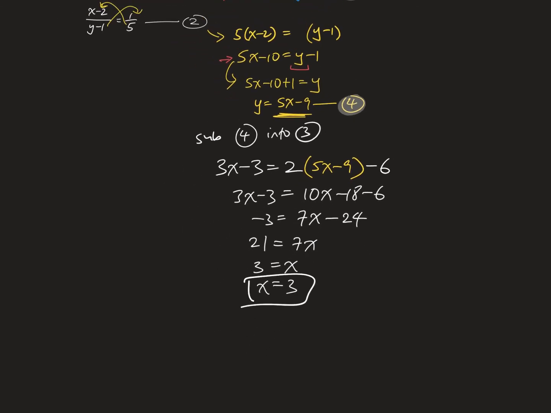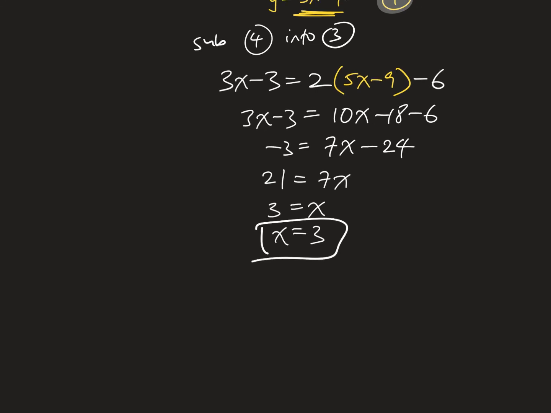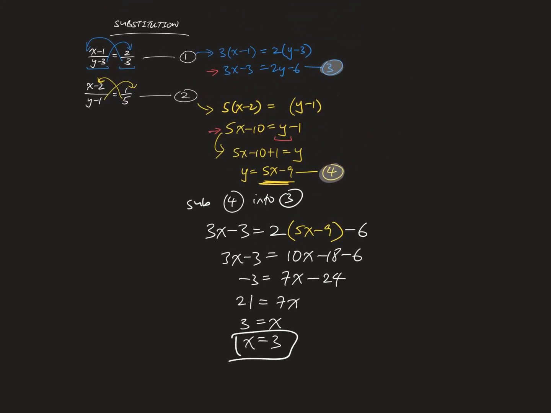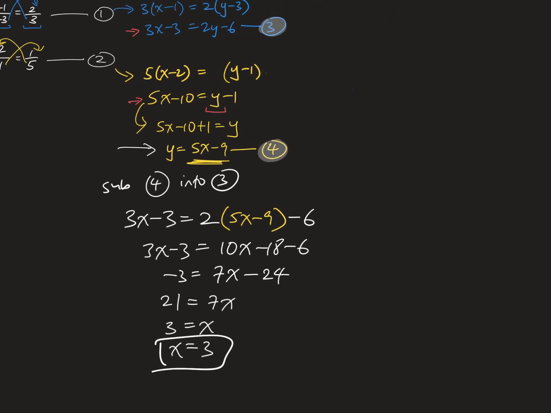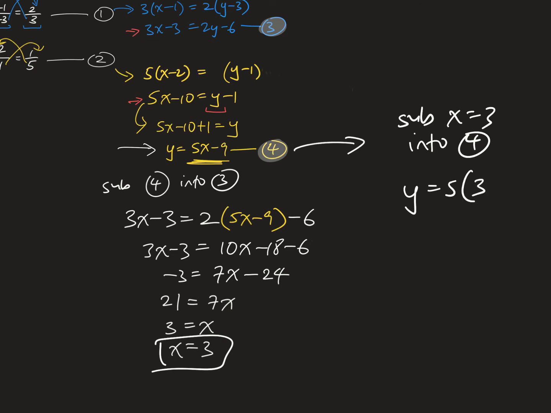Good. Now let's just take x equals 3, and let's substitute it into any equation. So once again, we've already made y the subject here, so that's convenient. So let's just use that result from equation 4. So we substitute x equals 3 into equation 4. So we get y equals 5 times 3, so 5 times 3 here. And so we get y equals 15 minus 9, and y thereby equals 6.